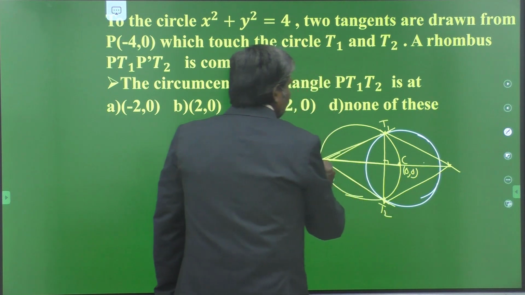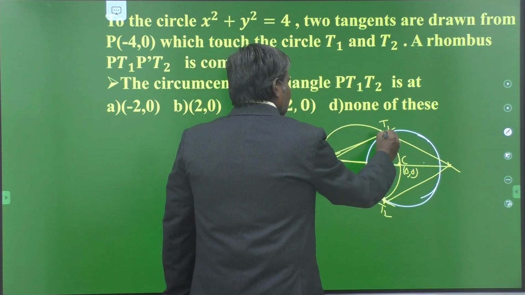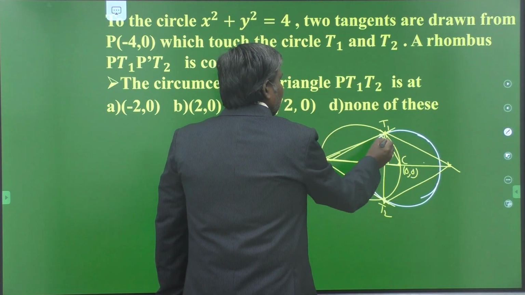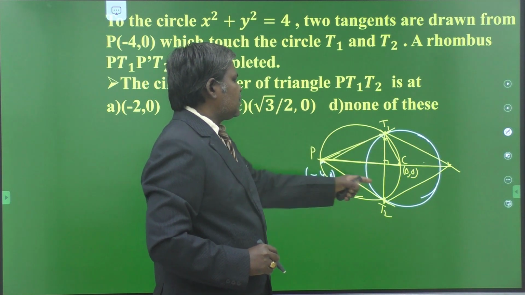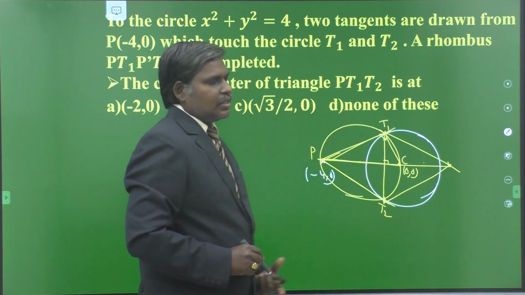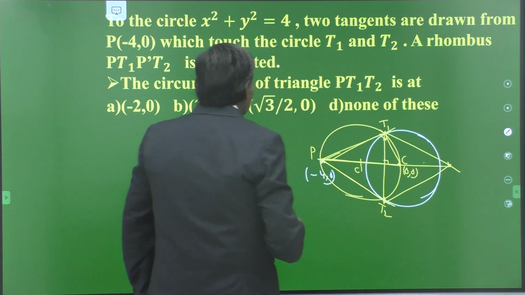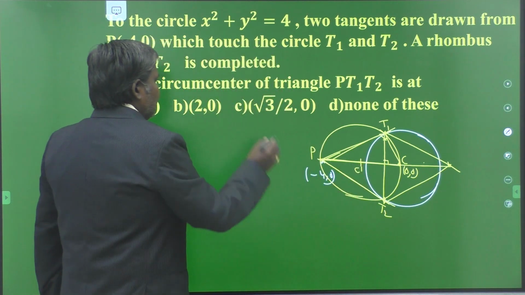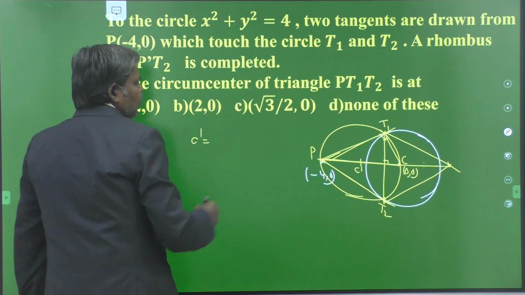Circumcenter is nothing but the midpoint of PC, because here the angle is 90 degrees. The corresponding radius and tangents make an angle of 90 degrees. Since the angle in a semicircle is 90 degrees, this becomes what? Diameter. So the diameter midpoint is the center. This is C dash. C dash is the circumcenter of the triangle P T1 T2. So C dash is nothing but the midpoint of PC.